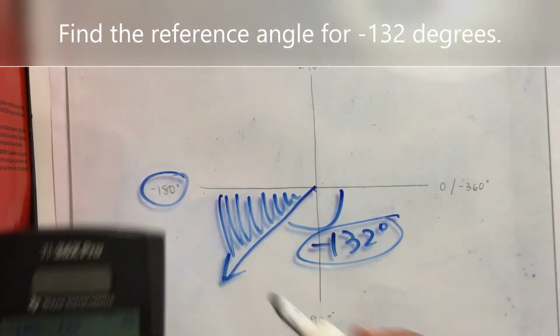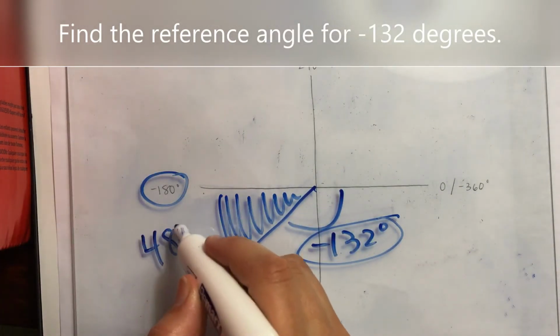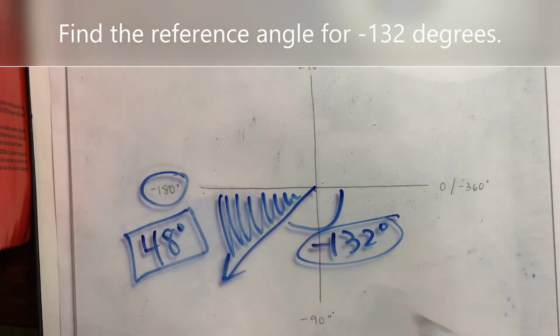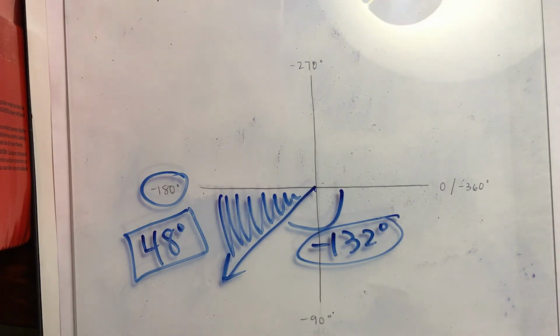Remember, your reference angle should always be positive, so regardless of whether you ended up with a positive or negative number there, take the absolute value and just use the positive value. Notice this is the same answer we got when we did the very first example with positive 132.